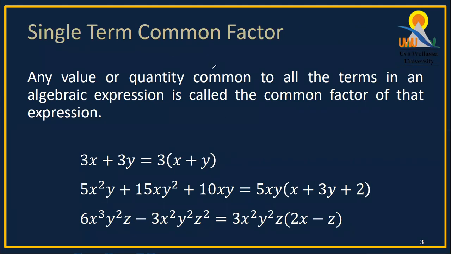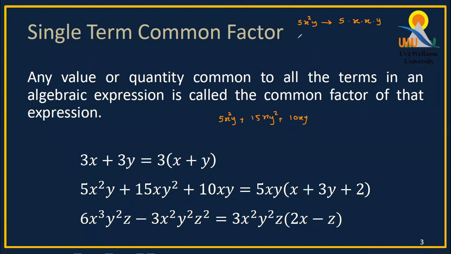If you move to the second example, it is given as 5 times x squared y plus 15 times xy squared plus 10 times xy. Here, first of all, you need to identify what are the common terms that you can see. Now we will consider each and every quantity separately. 5x squared y, how is this made? Actually, this is made from 5 multiplied with x, multiplied with another x, multiplied with y.